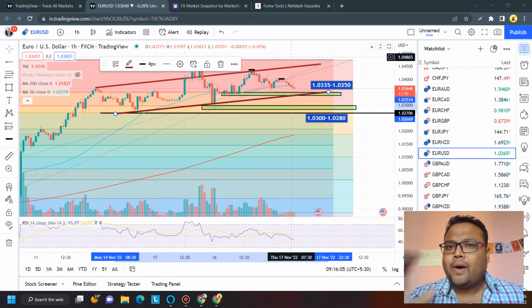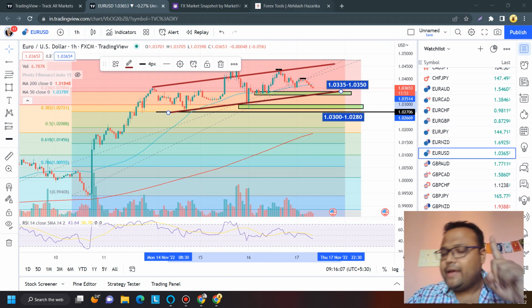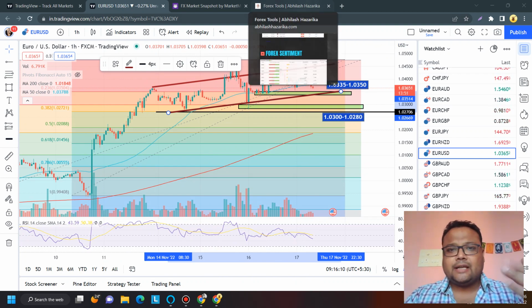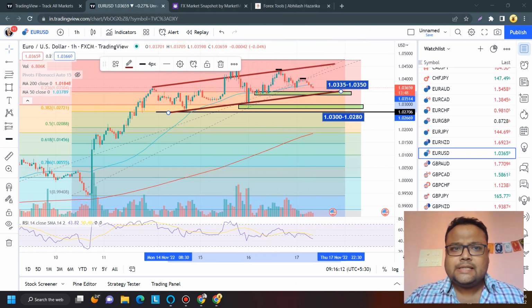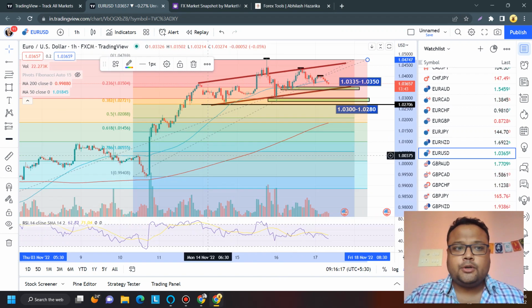So why are we expecting this? First of all, we have a parallel channel, an upside channel here. Secondly, you can see that we have also drawn the Fibonacci retracement tool here.